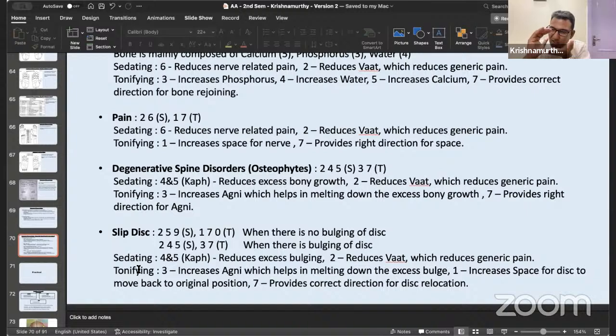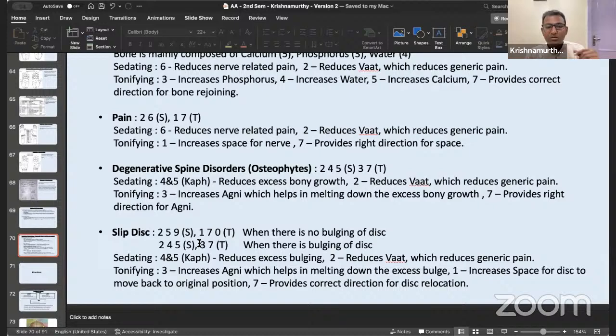But to reduce the earth, how will I reduce? Agni. I have to increase the Agni. When you increase the Agni, earth will melt and slowly reduce. So I am increasing Agni 3. I am tonifying, and I have to put it back into the right place. So I am tonifying 7.